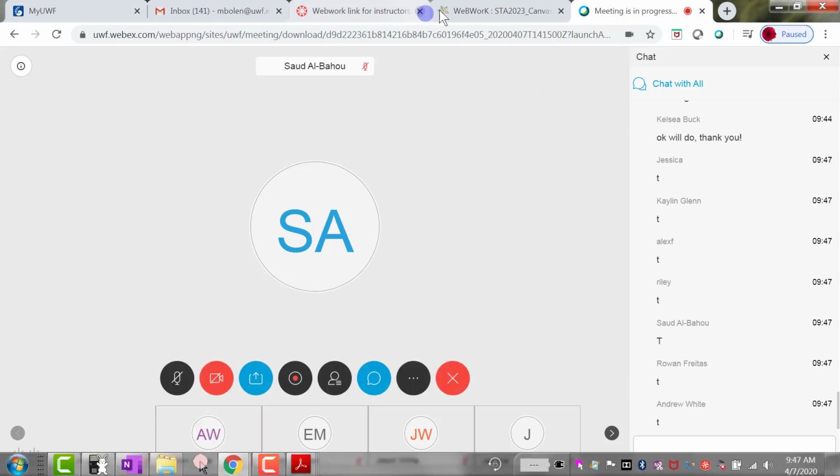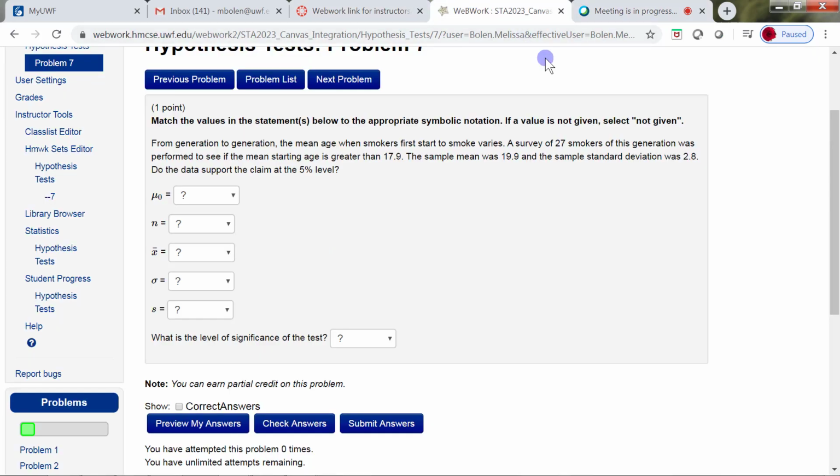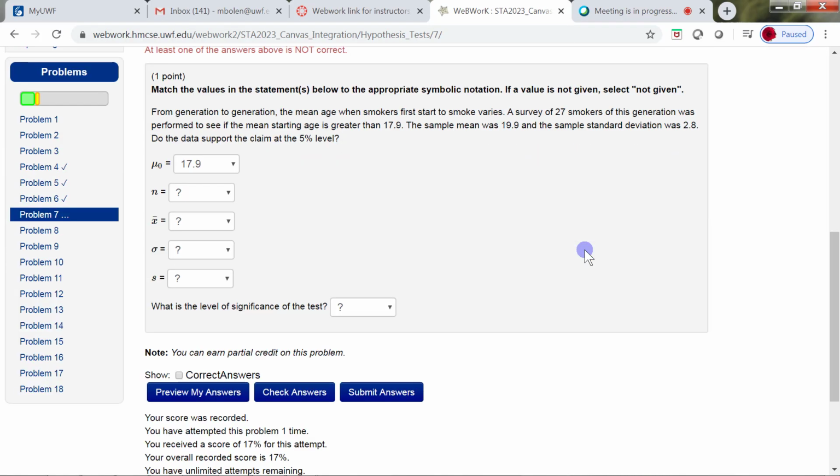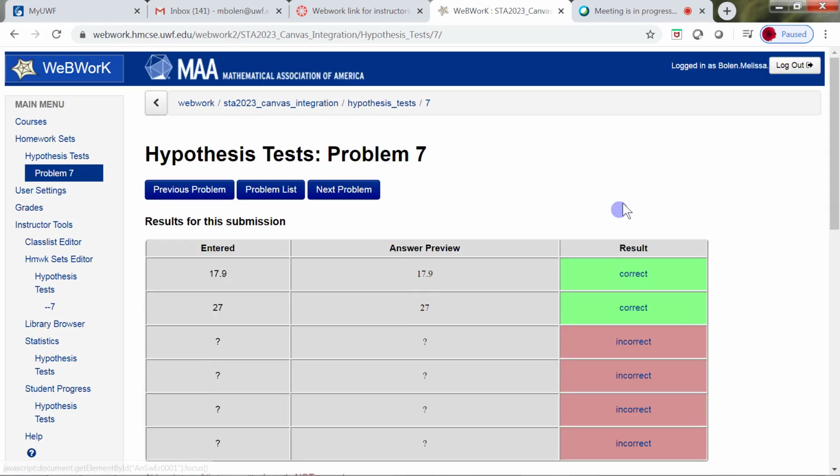So back to the problem. Do the data support the claim at the 5% level? So the first thing is the mean smoker. From generation to generation, the survey showed it starts at this, is greater than this. The sample mean was this. Okay, so mu is equal to 17.9 is going to be the first option. Submit answer. Yes. Okay, the next option is, what is N? N is the number of people we surveyed, which is 27. So that's going to be 27. Submit answer. There we go.